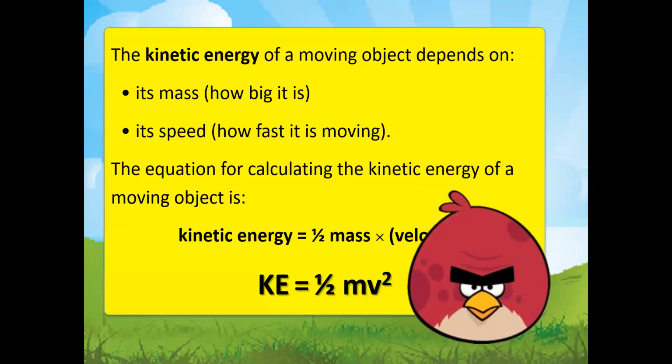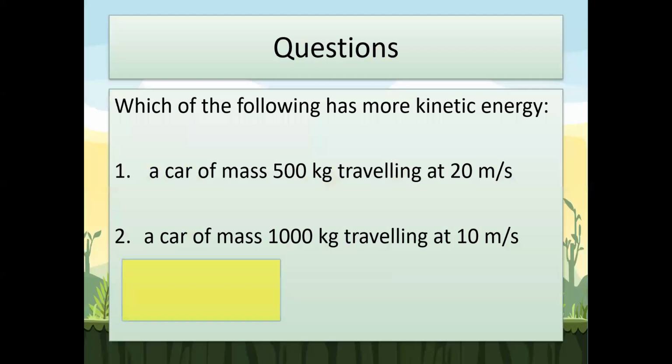Okay, so now we are going to take some few questions. A car has a mass of 500 kg moving at the speed, or the velocity, of 20 meters per second. Sorry, 20 meters per second, my bad.